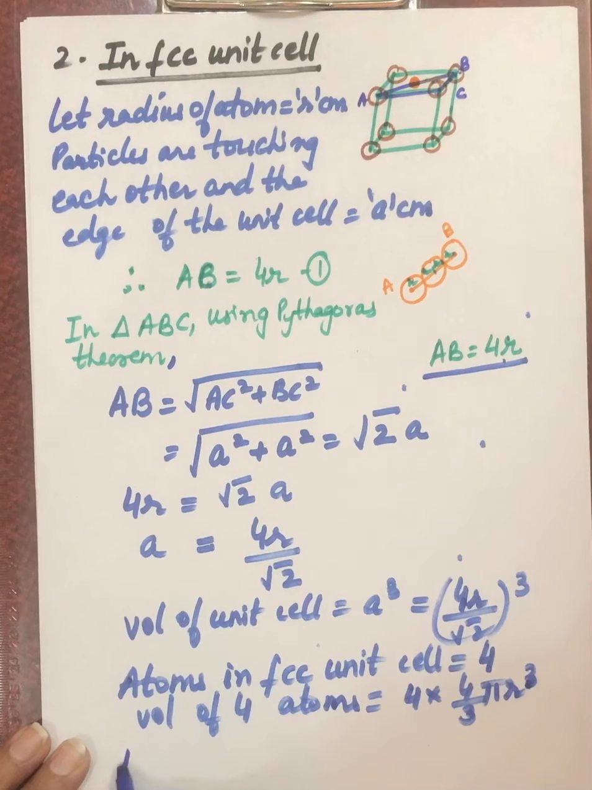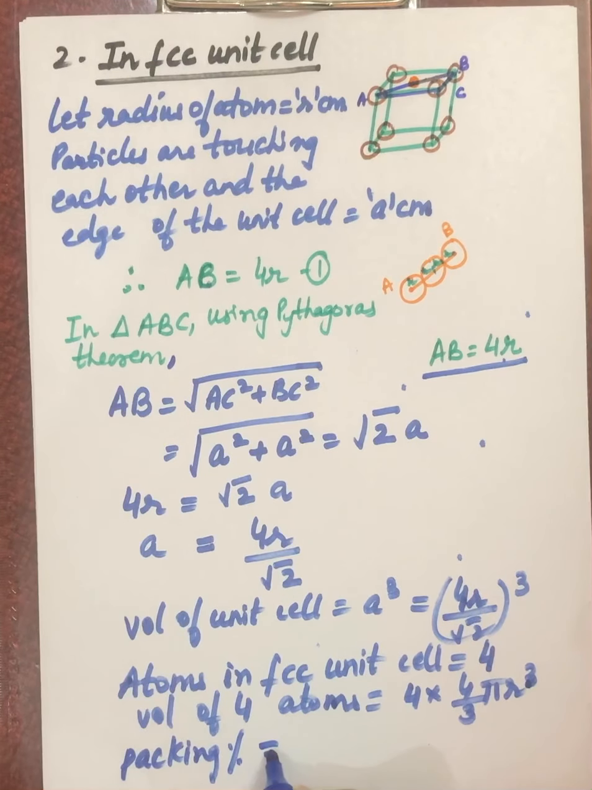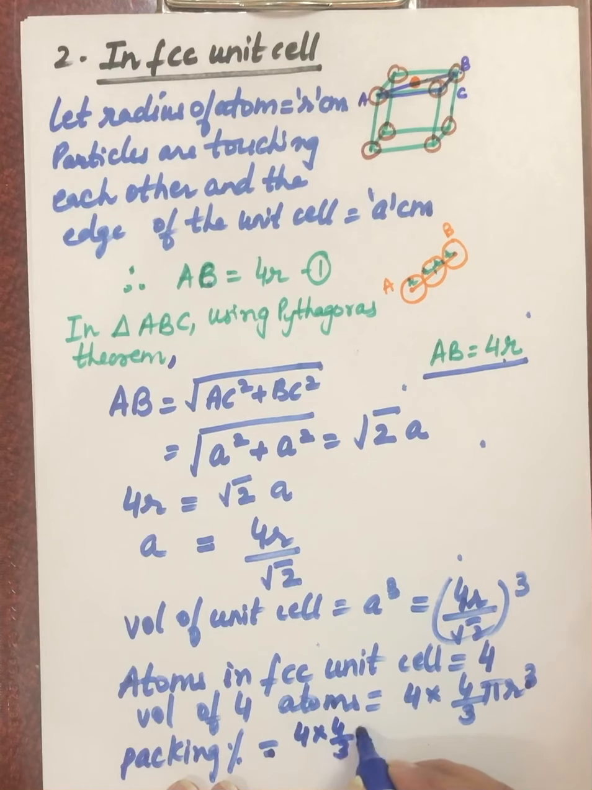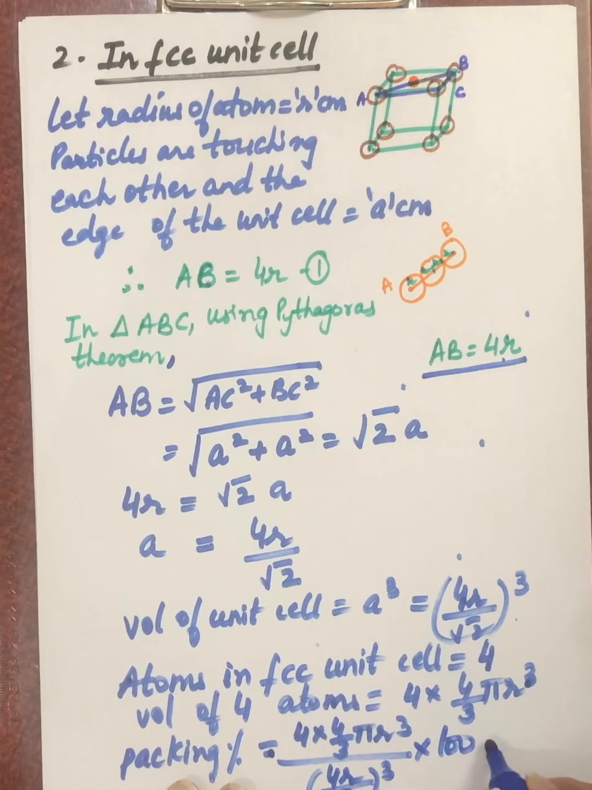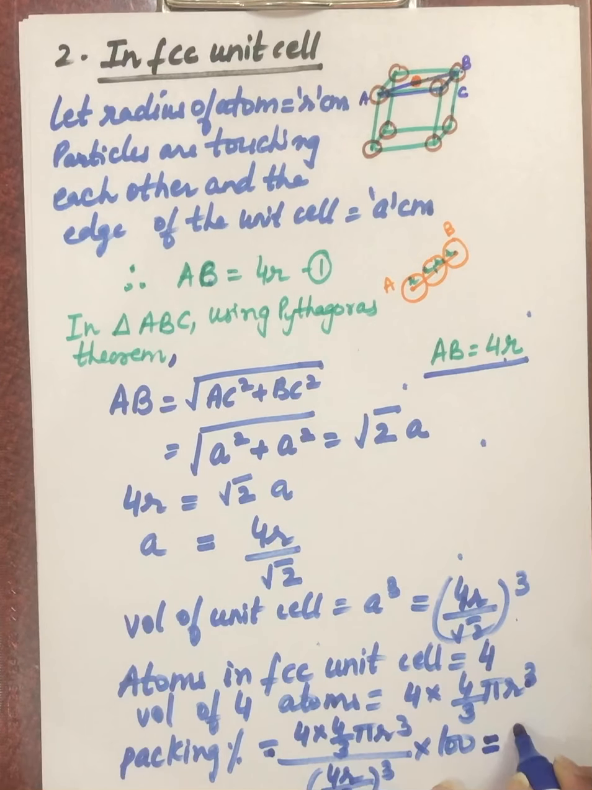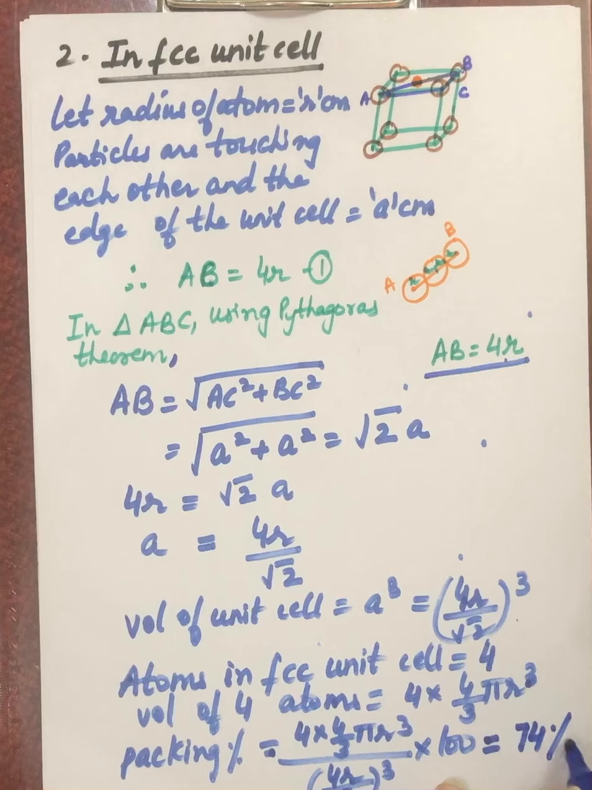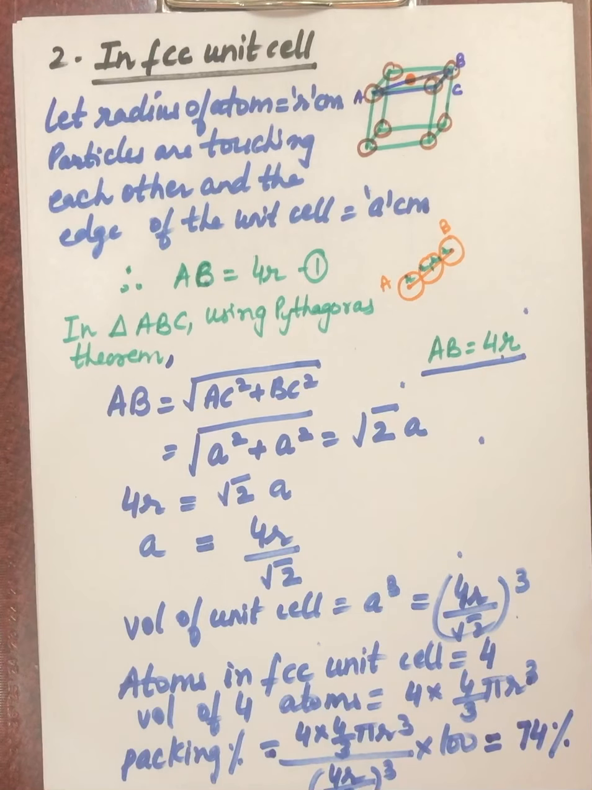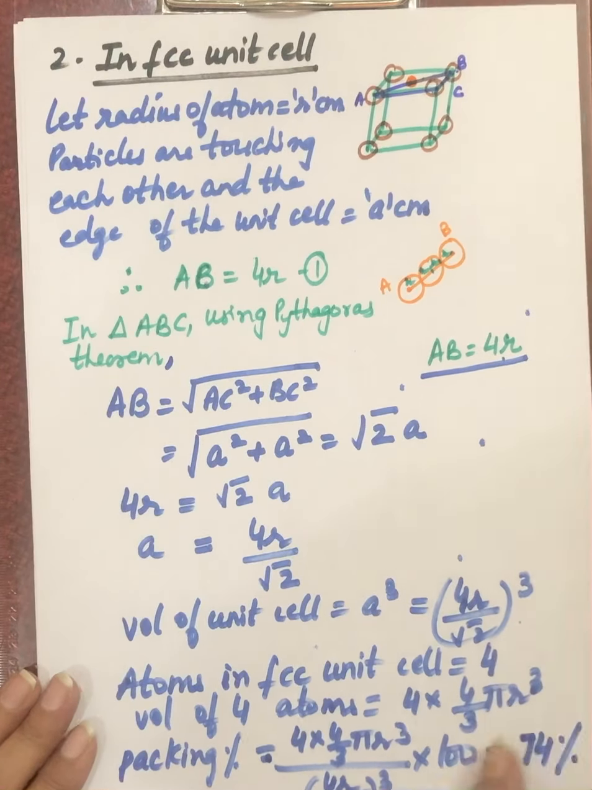So what is packing percentage now? Volume of the 4 particles, that is 4 into 4 by 3 pi r cube, upon volume of unit cell, that is (4r upon root 2) whole cube, into 100. After solving this, this will come out to be equal to 74%. This is for the FCC unit cell.